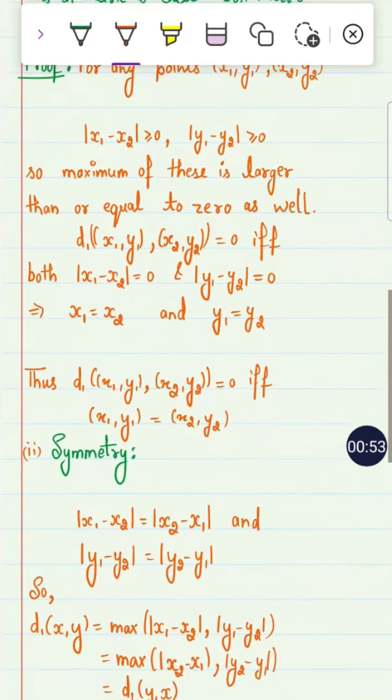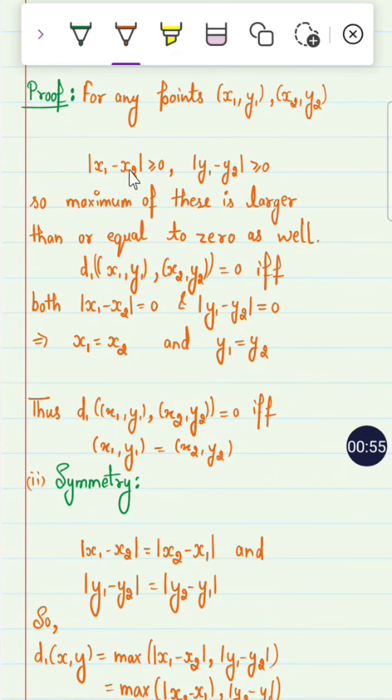For proving a metric, firstly it is non-negativity, second is symmetry, and third is the triangle inequality. What is non-negativity? |x1 - x2| is always non-negative, and |y1 - y2| is always non-negative because of absolute value functions. Taking the maximum of these, it is larger than or equal to 0 as well. The maximum is always larger than or equal to 0, so it is non-negative.